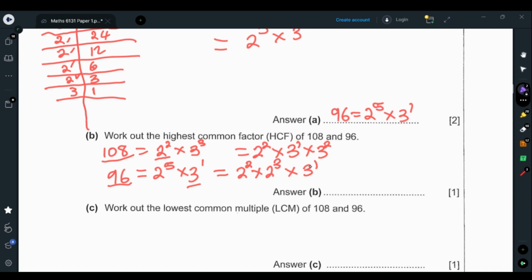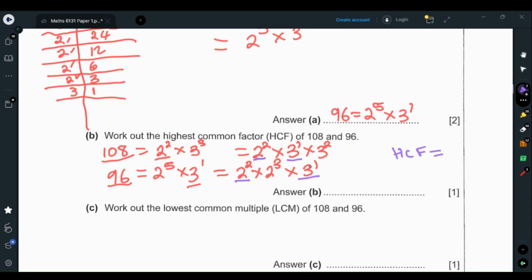Well, so the highest common factor is 2 to the power 2. Using the correct language, we would say 2 to the power 2 is common in 108 and 96. There it is. 3 to the power 1 is common in 108 and 96. So common in all the two numbers.